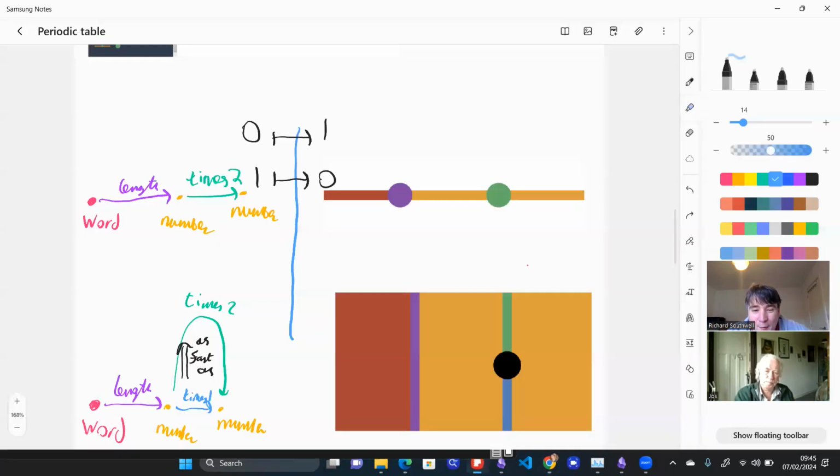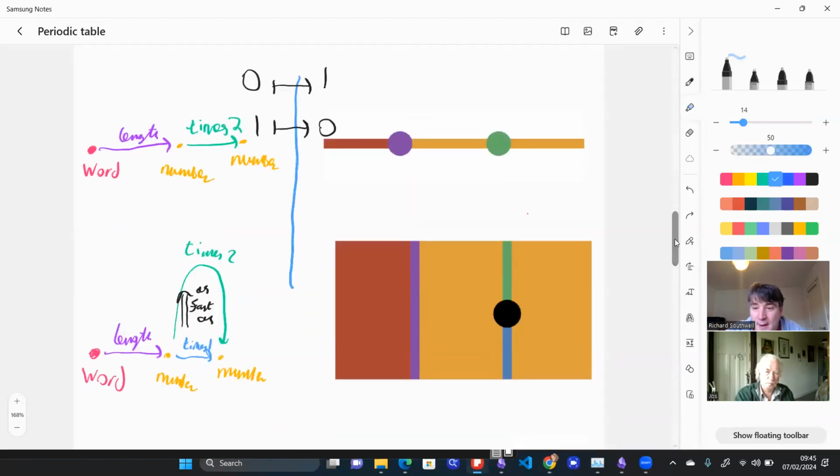So if we have a look at this picture, this is the kind of idea that I want to encode. So imagine we're doing computer programming. And so we say, okay, I can have a word, I can have a number, I have this function that converts words to numbers. I have a couple of other functions here. One of them is this times 2 function.